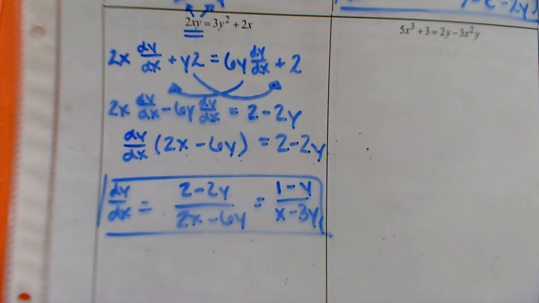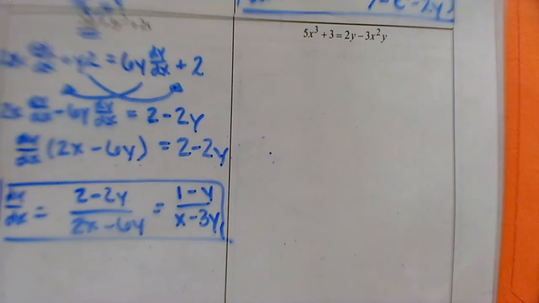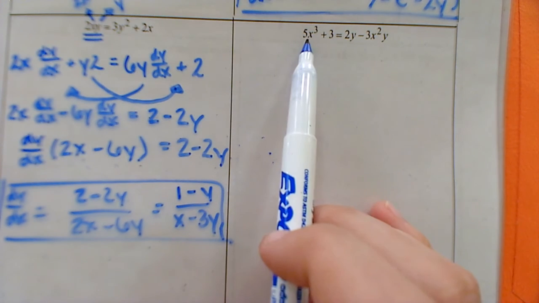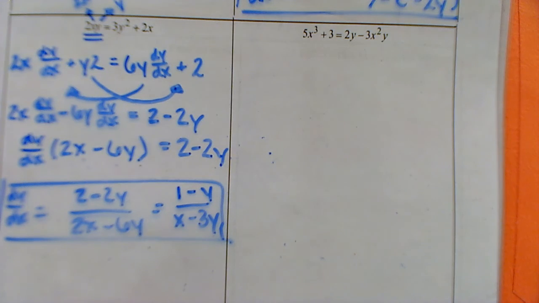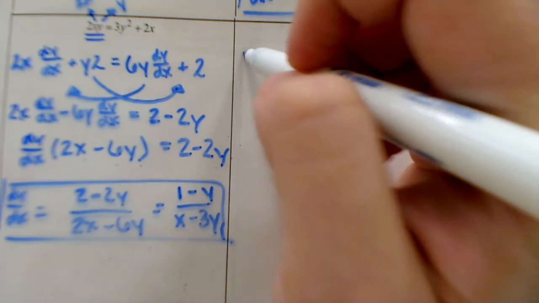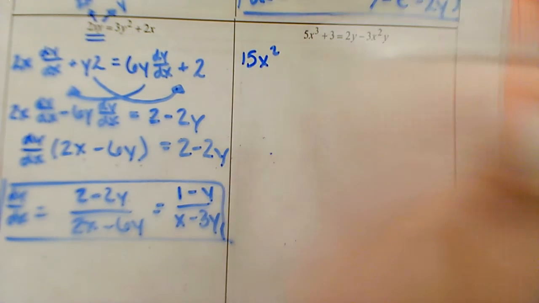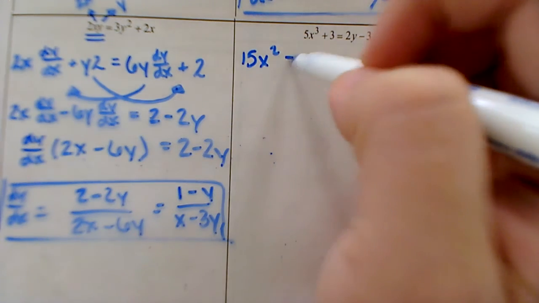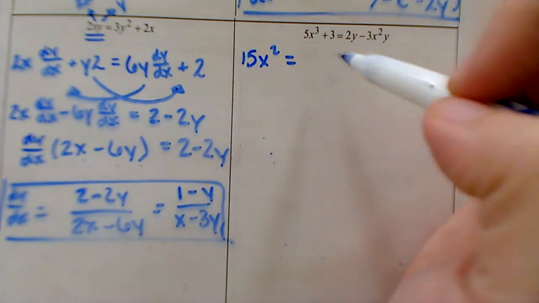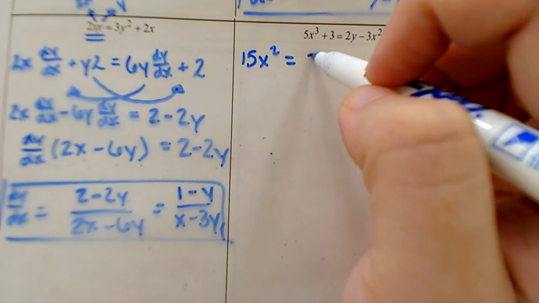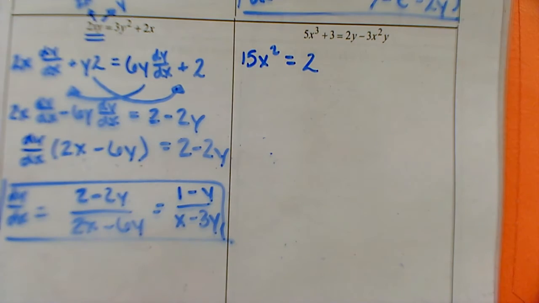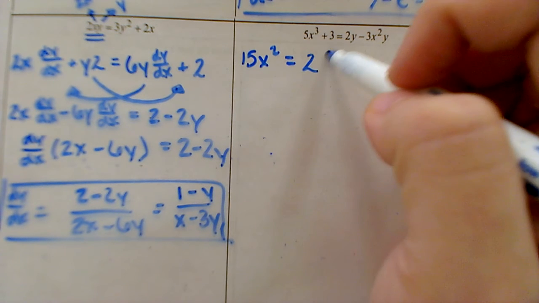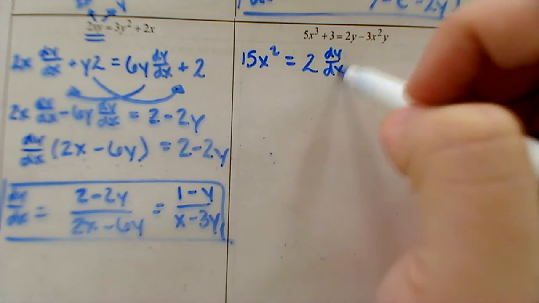Are we doing okay? Let's try another one. Working our way across. Derivative of 5x to the third. I got 15x squared. Derivative of 3. 0. Good. Derivative of 2y. 2y over dx. Yep. All right.